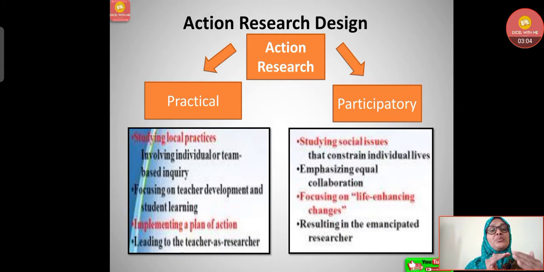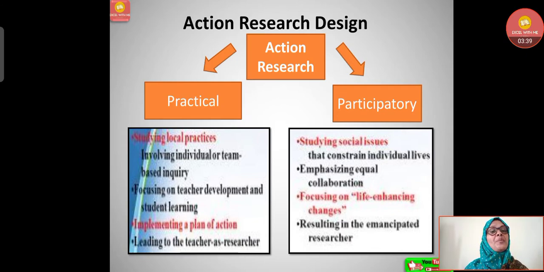Action research could be practical or participatory. Under practical, what happens? They will study the local practices, that is involving individual or team-based inquiry, or focusing on teacher development and student learning. If a student is having any problem, then the teacher will do this action research. If her methods are not good, then also she can do the research here, action research. Then implementing a plan of action here, that is leading to the teacher as researcher.